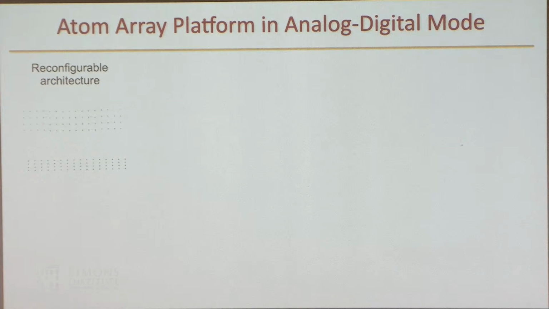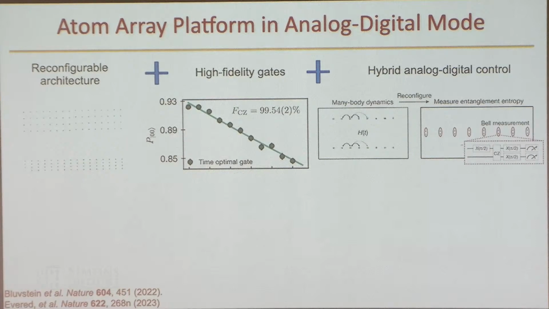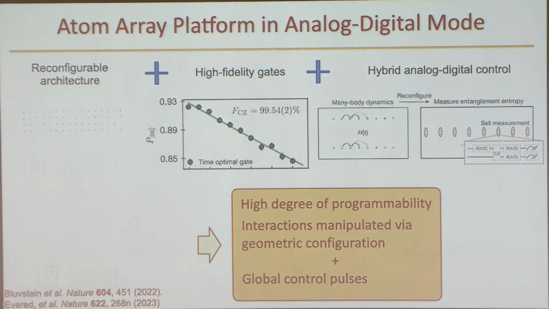Here is a movie that you will perhaps see again, just for how you can move these atoms around. What we need is actually a little different, and I will show that as a cartoon later. We need high fidelity gates, and we have a mixture of analog and digital control. So at the end, this gives us a high degree of programmability.